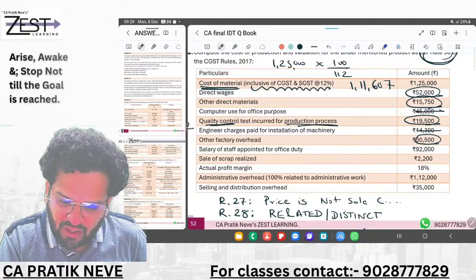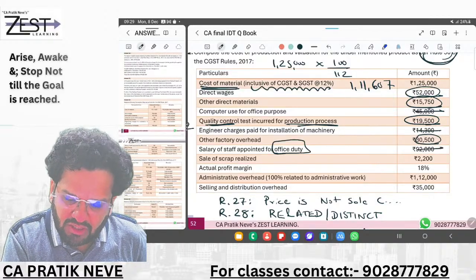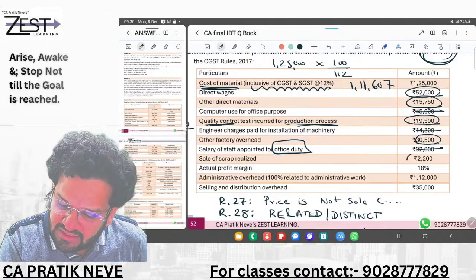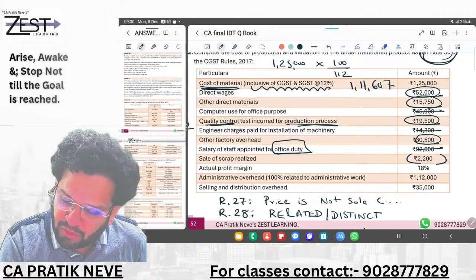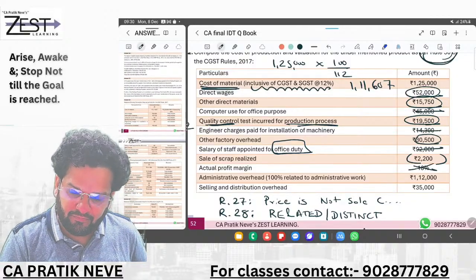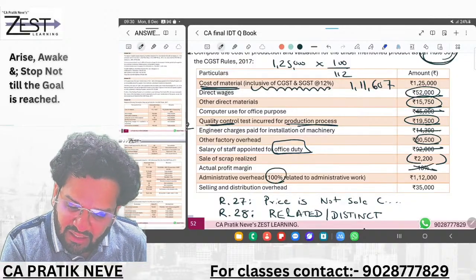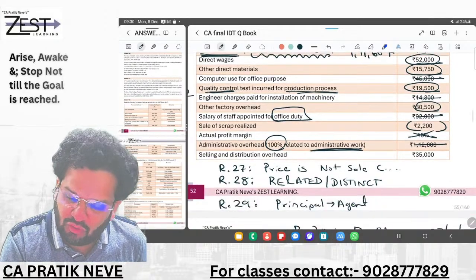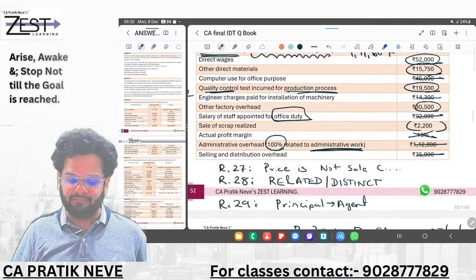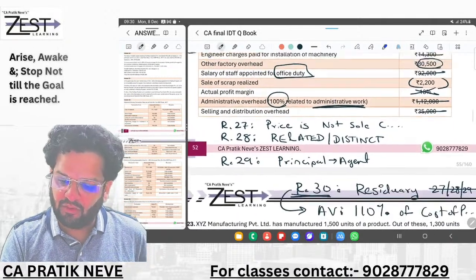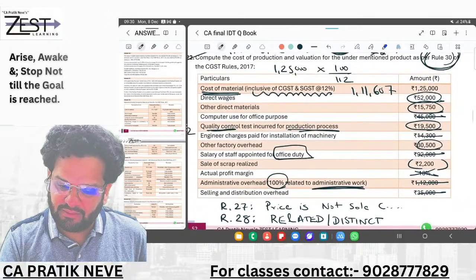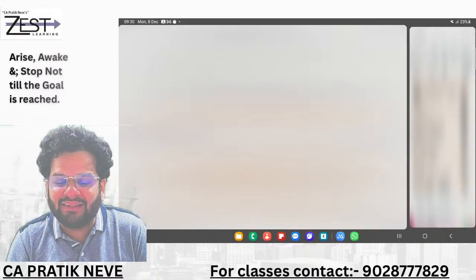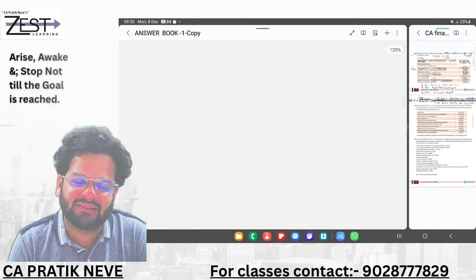Salary of staff appointed for office duty, don't consider. We want cost of production. Sale of scrap realized, minus it. Actual profit margin, neglect. Admin overheads, where 100% is for admin work, neglect. Selling and distribution overhead, neglect. Understood? Go ahead, take the total, and of the total, do 110%. You will get assessable value.